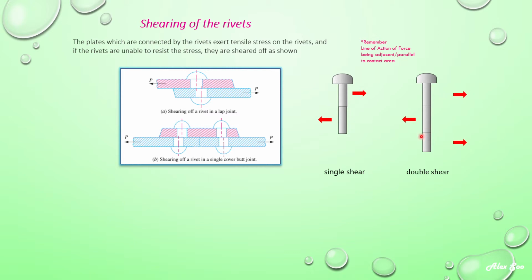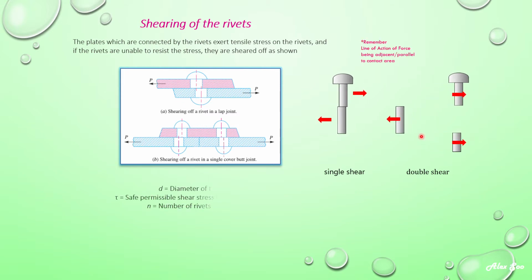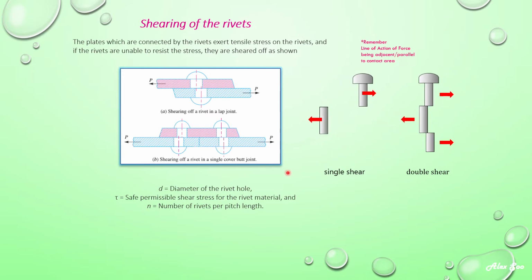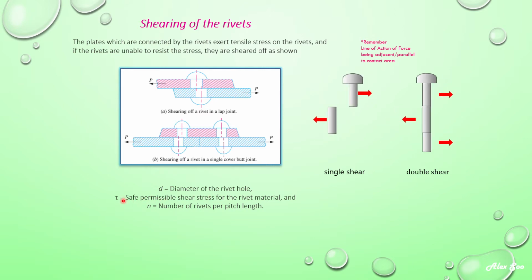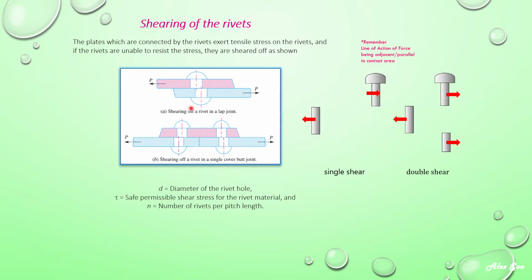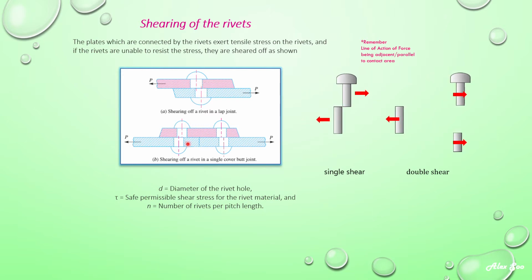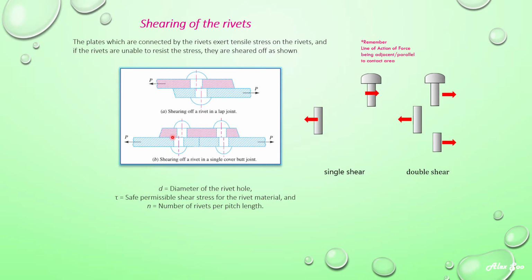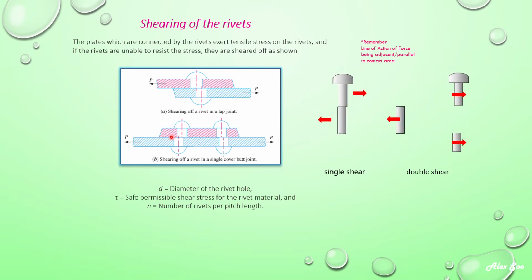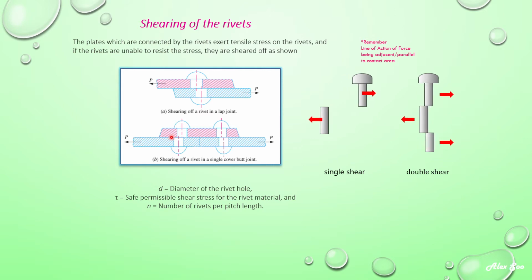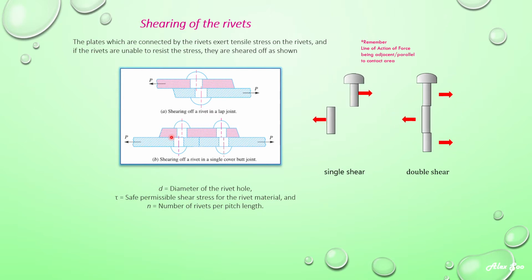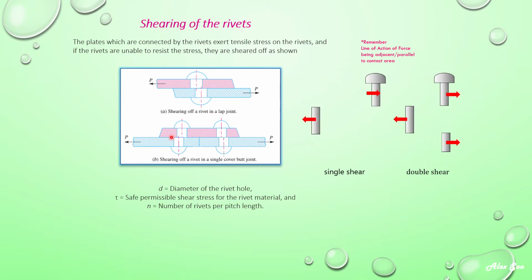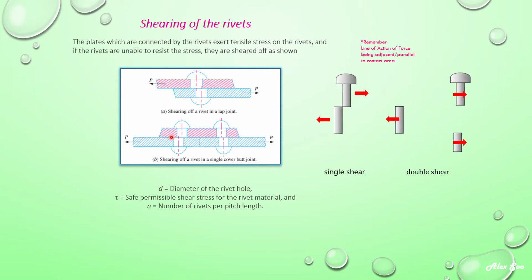Now the area that is subjected to shear. Let D be the diameter of the rivet or the hole, tau be the shear stress, and N be the number of rivets. N for this case is 1, N for this case is 2 rivets here. We are looking at the number of columns of rivets actually. If you have 2 columns of rivets, the number of rivets to be sheared is 2. If it is 3 columns, then 3. If single column, then 1.